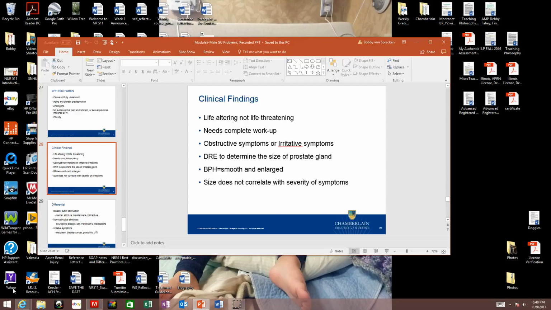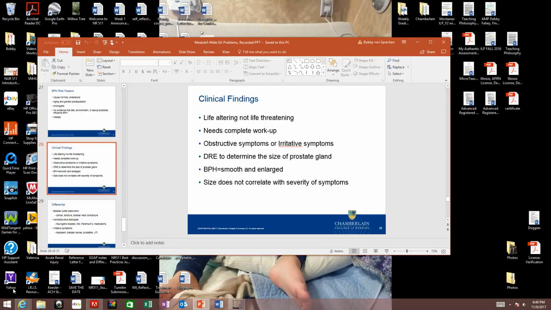Obstructive symptoms include a decreased urine stream, hesitancy, post-void dribbling, a sensation of incomplete bladder emptying, and overflow incontinence, along with the inability to voluntarily stop the urine stream, urinary retention, and straining. Irritative symptoms include nocturia, urinary frequency, urinary urgency, dysuria, and urge incontinence.